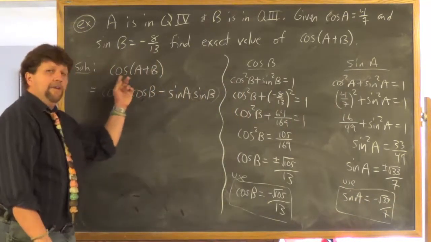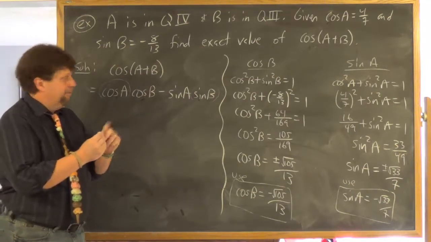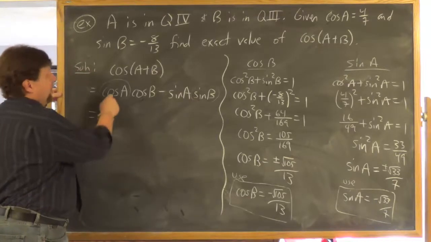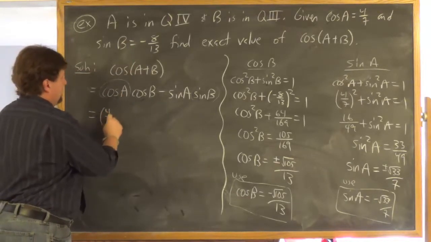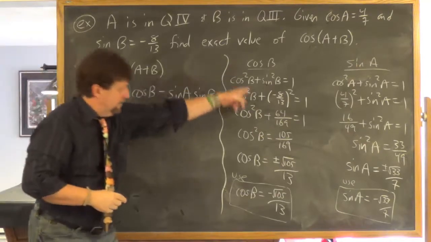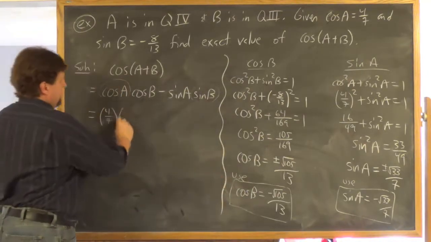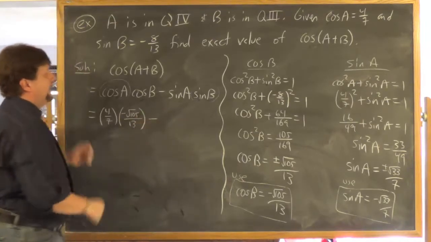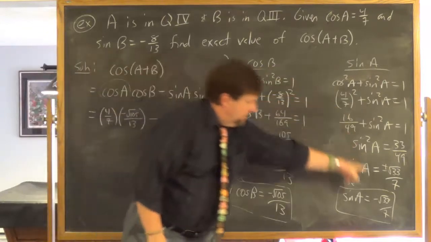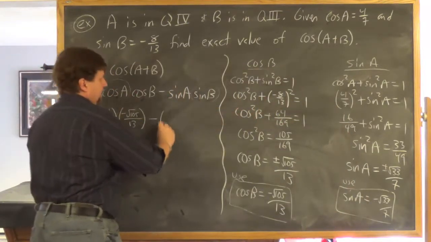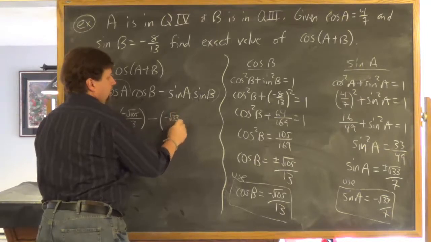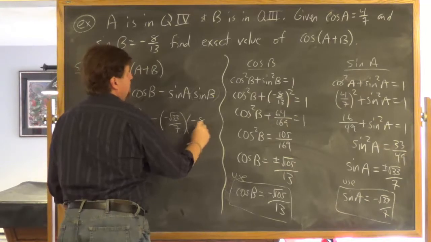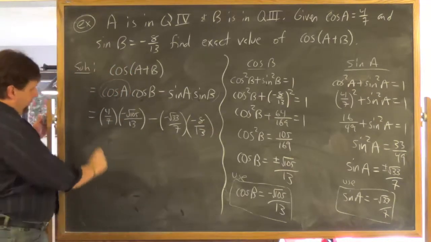All right, so to find the exact value of cosine A plus B, I think we know all of these pieces and parts. We can now do the problem. Cosine of A is 4/7. Cosine of B, that's that mess, negative square root 105 over 13, minus sine of A. Well, here's sine of A, negative square root 33 over 7 times sine of B. Sine of B was negative 8 over 13.